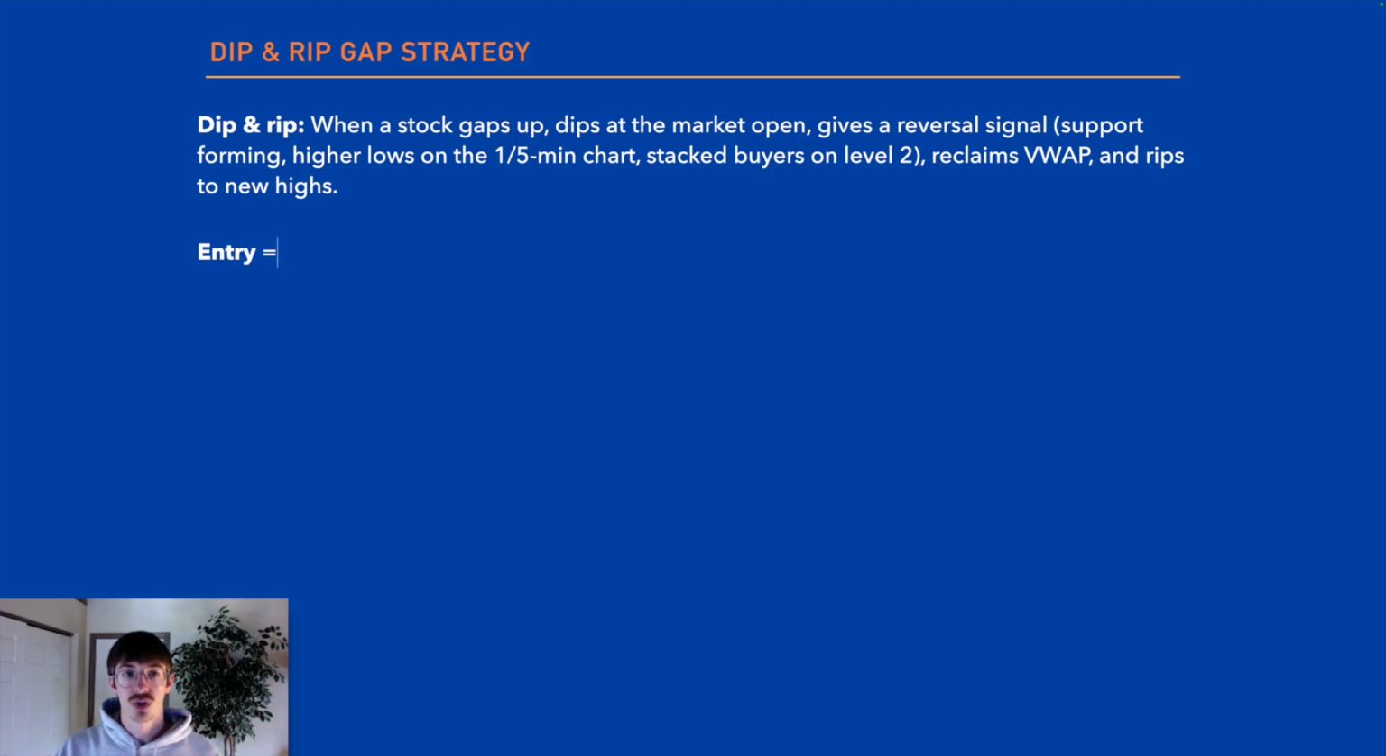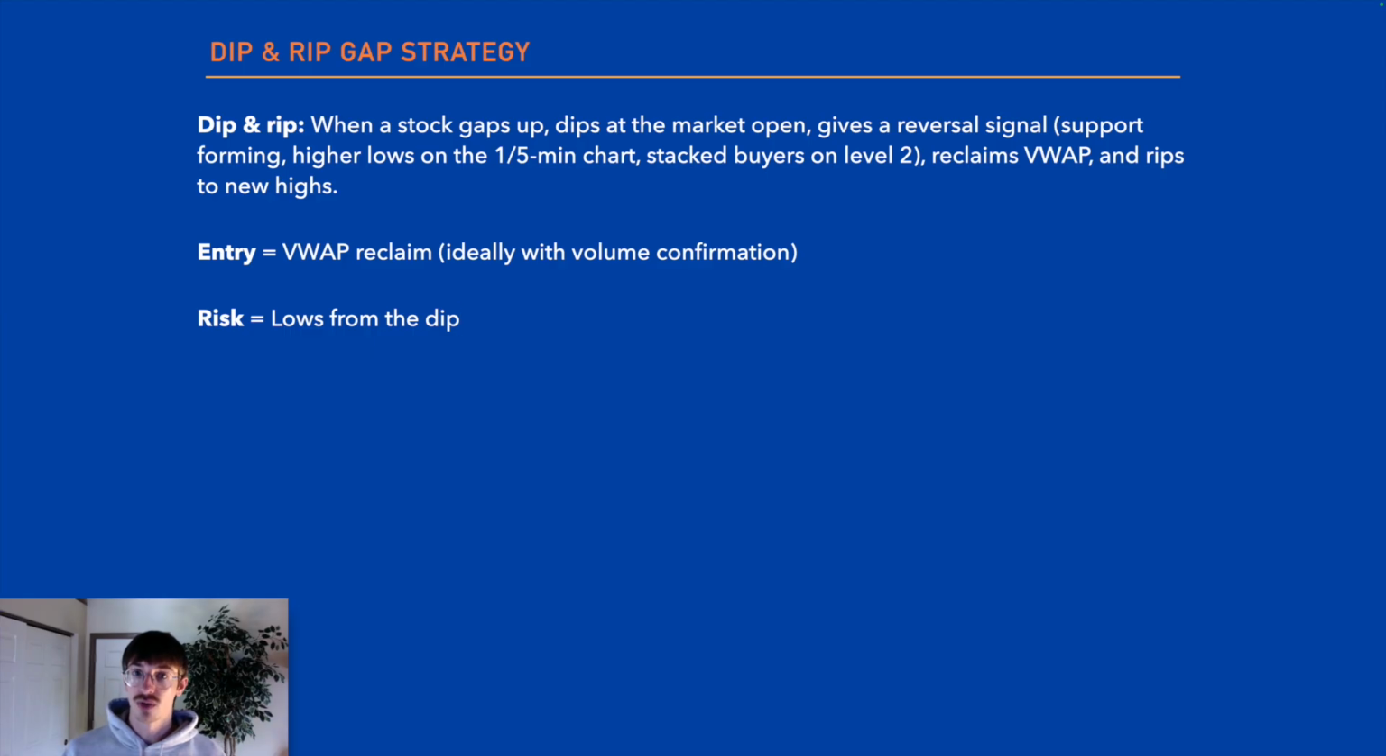And what we're looking to do with this dip and rip strategy is we're not trying to buy necessarily into the bullish reversal signal. We're not trying to buy into that initial dip. We're waiting for the VWAP to reclaim, ideally with a volume confirmation, because this is going to tell us that volume, demand, buyers are stepping back up and coming back into the stock as it's starting to reclaim the VWAP, which of course is a bullish signal that momentum is picking back up. From there, we can look to risk off of the lows from that dip.